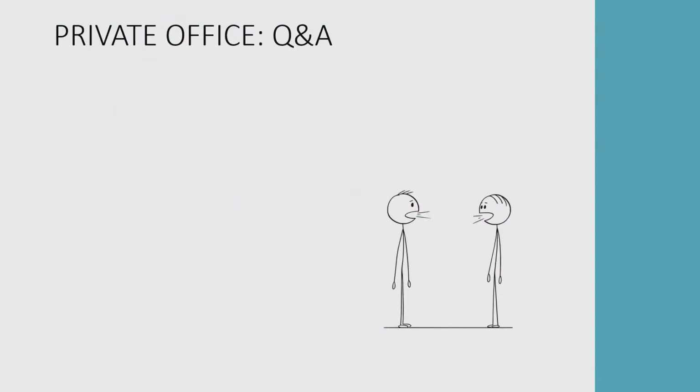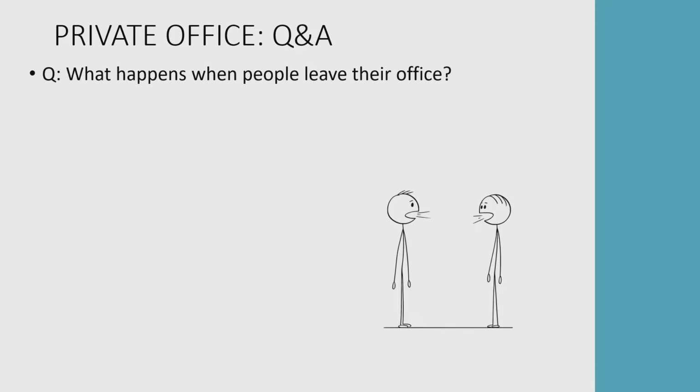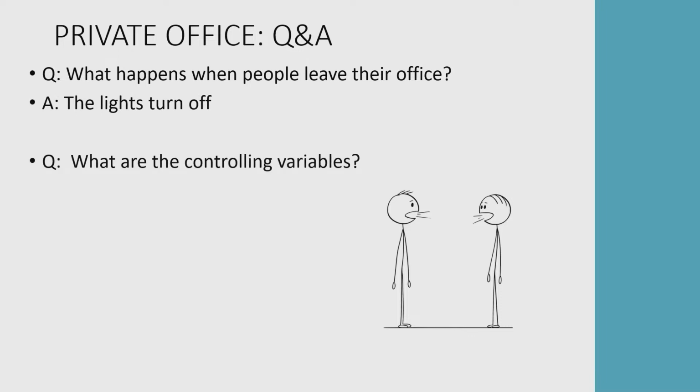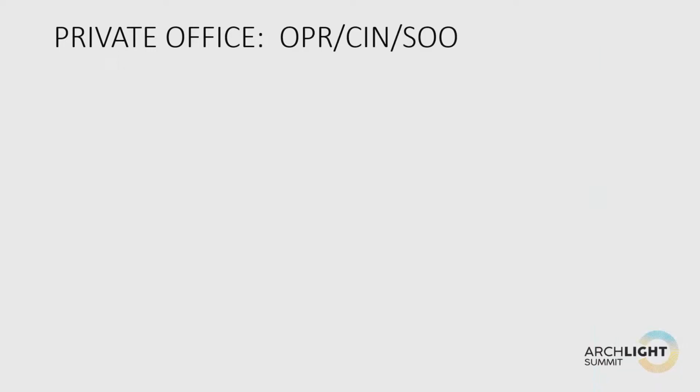Okay, so how do we do this? In a private office, we have a question. What happens when people leave their office? The lights turn off. Well, that's pretty straightforward. And what are the controlling variables? Time of day and the length of vacancy, right? So when somebody leaves their office, if nothing happens for 10 minutes, the lights go off. All right.